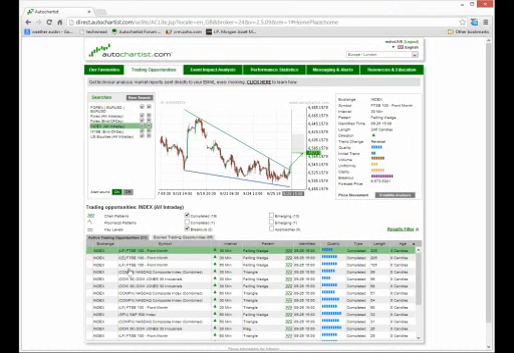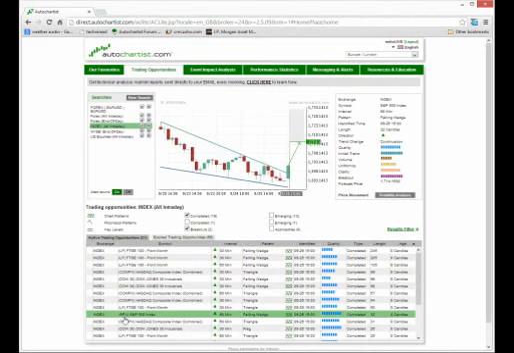If you're looking for the Dow 30, that's called Dow space 30. If you're looking for the S&P 500 index, that would be SPX. Okay, so that's just to give an idea of the codes.